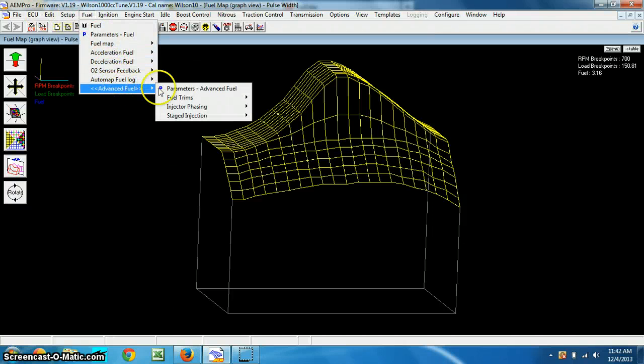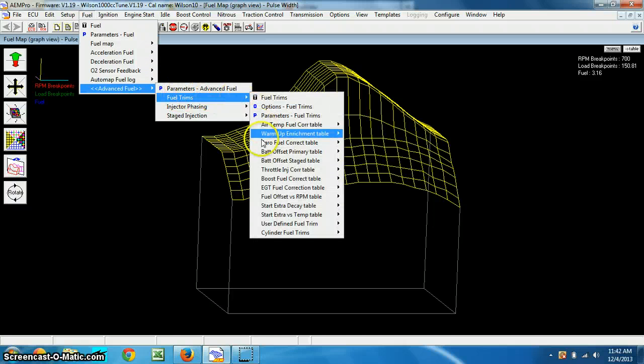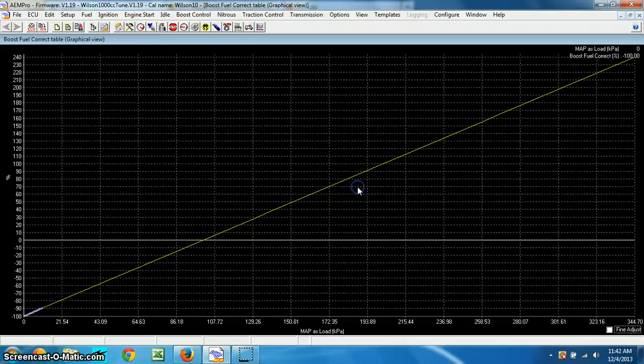advanced fuel, fuel trims, boost fuel correction table, and here it is. As you can see, when 100 kPa is 0, it's basically like a VE table built in. If you made your VE table all the same numbers all up and down, then 150 kPa is almost plus 50 and whatnot. To get it exact, I can show you.